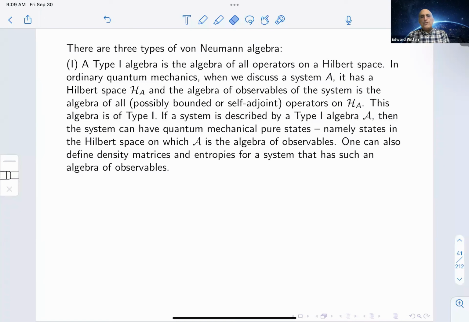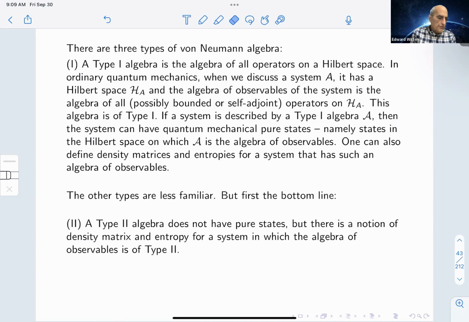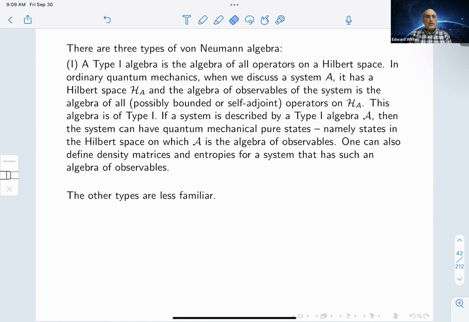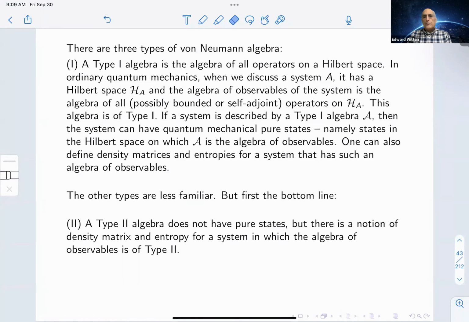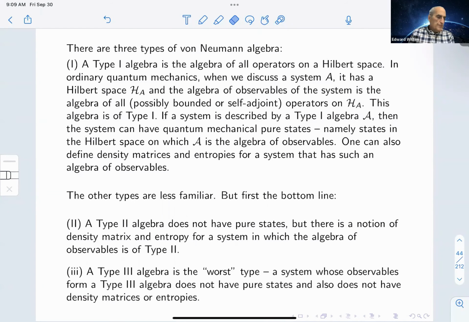Now, in the type 1 situation, you can have densities and entropies. I had an elementary slide where I explained a little bit of that, but I'm going to assume that we're basically familiar with densities and entropies in ordinary quantum mechanics. The other types of von Neumann algebra are less familiar, and I'll give examples later, but first the bottom line. A type 2 algebra is an algebra that does not have pure states, but there is a notion of density matrix and entropy for a system in which the algebra of observables is of type 2. A type 3 algebra is the worst type. A system whose observables form a type 3 algebra does not have pure states and also does not have density matrices or entropies.